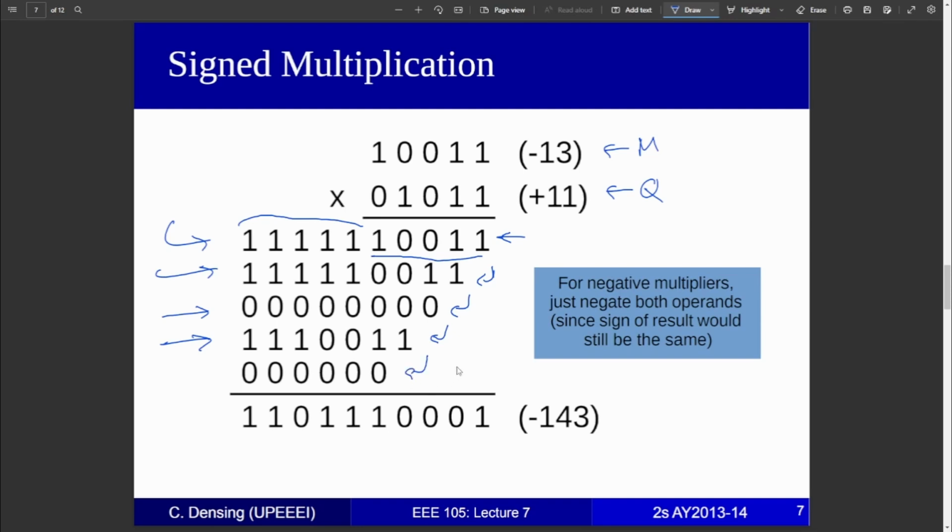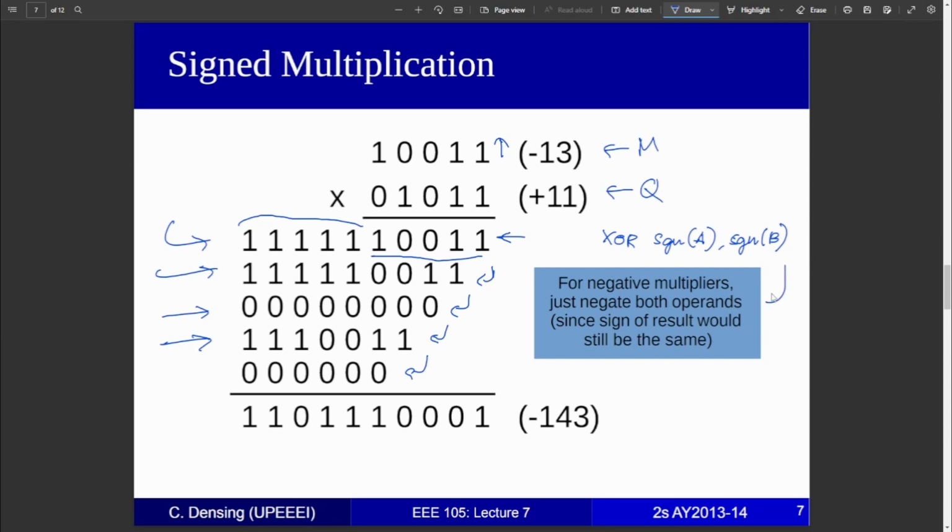But actually, an easier way to do it is to just convert 13 to the positive 13 and you XOR the sign bits. So for example, you XOR the sign of A and the sign of B. We know that two negative numbers multiplied to each other is positive. Two positive numbers multiplied to each other is positive as well. Anything that has different signs multiplied with each other will be negative.